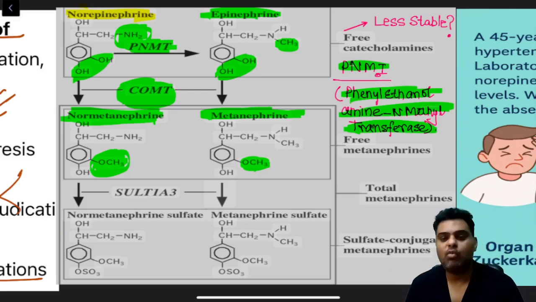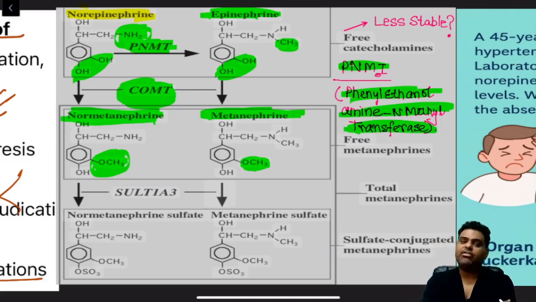Now, the second reason why we don't measure epinephrine and norepinephrine is that they are released into the body during fight, flight, or stress. So there can be a chance that when you take the blood, the patient is relaxed, there is no fight or flight like situation, and the blood can give you a normal norepinephrine or normal epinephrine.